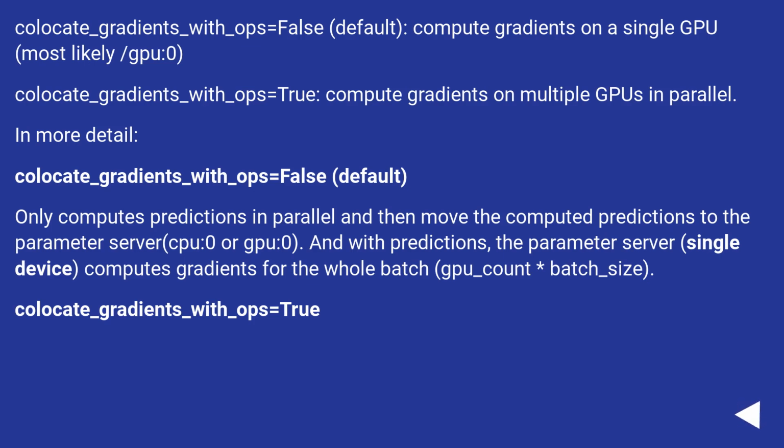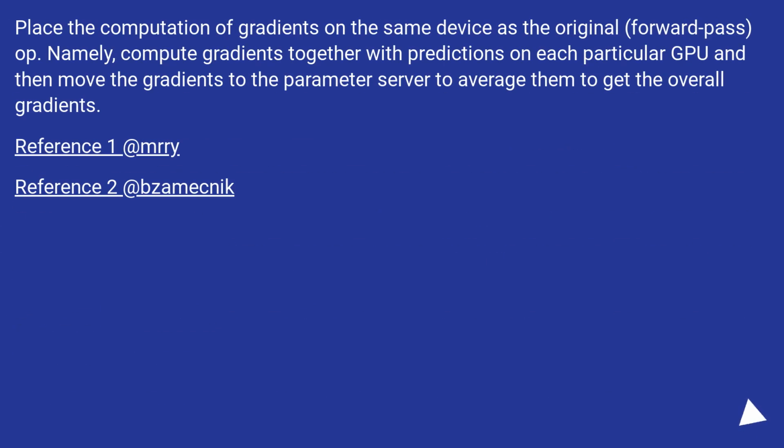collocate_gradients_with_ops=True: place the computation of gradients on the same device as the original forward pass op. Namely, compute gradients together with predictions on each particular GPU and then move the gradients to the parameter server to average them to get the overall gradients.